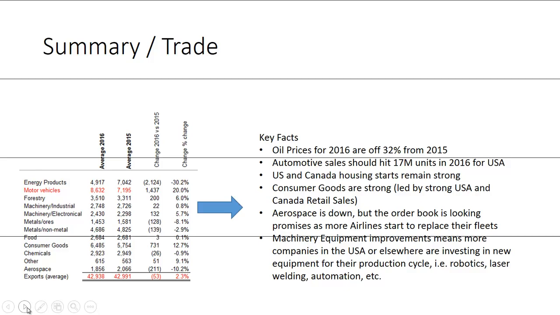So when you start looking at trade and you're looking at the economy, you're starting to see real key indicators here. Machinery and equipment, even though it's up marginally, shows you that some companies are reinvesting into their businesses by basically automation. That could be robotics, it could be laser welding, any form of automation or new equipment. That seems to be the big issue right now in terms of what's happening.